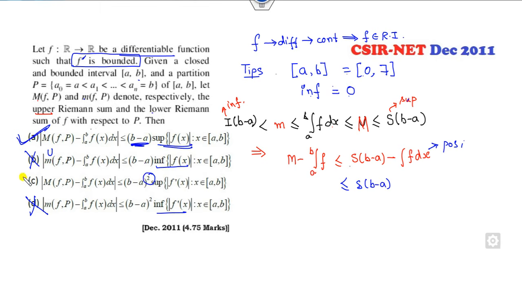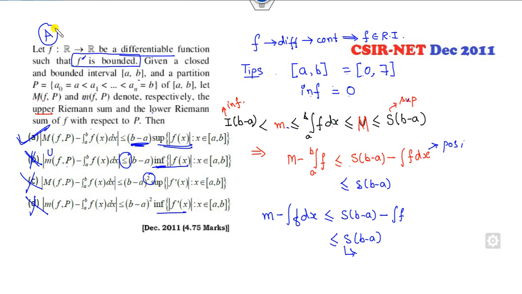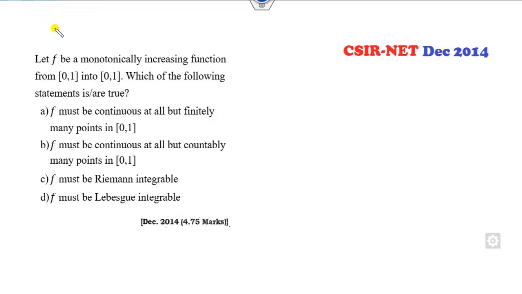He said square, wrong option. If I want to prove this, small m minus this will be less than S minus A minus this, which is again less than this number, that's a supremum, but he said infimum. So this option is cancelled. The right option is A.